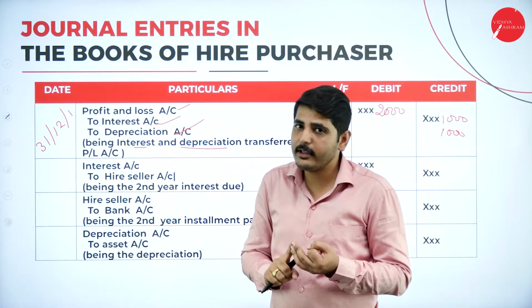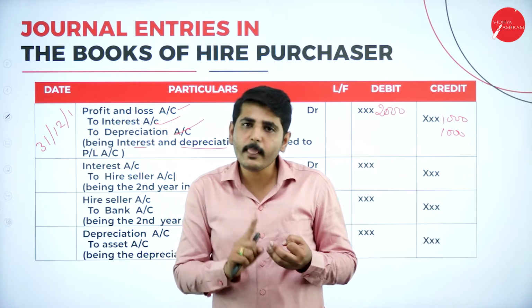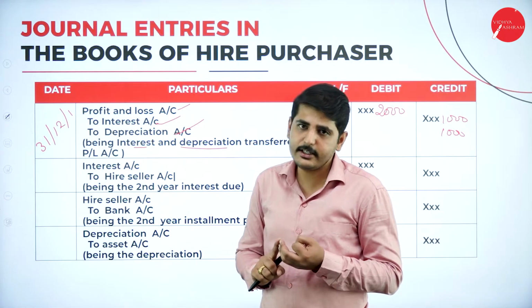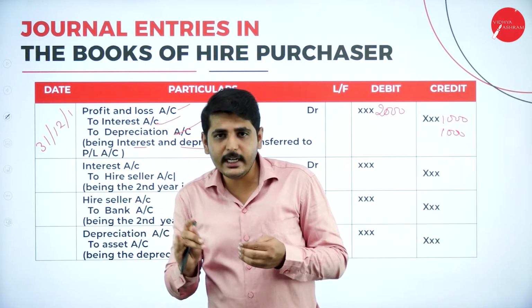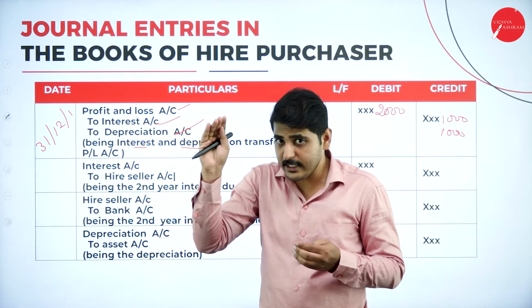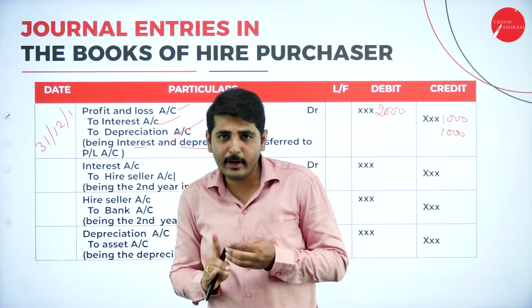Next one, we have to show the interest is due. Journal entry: interest account to hire seller account, being the interest is due. Fourth entry, we have to pay the installment with interest. Who is the receiver? Hire seller account to cash or bank account, being the first year installment paid.